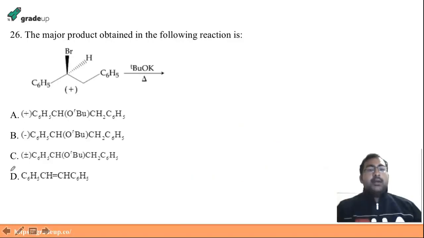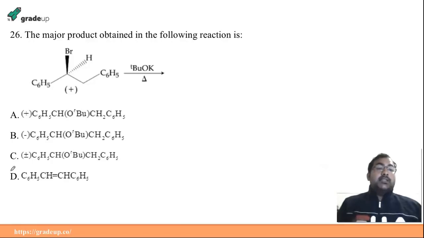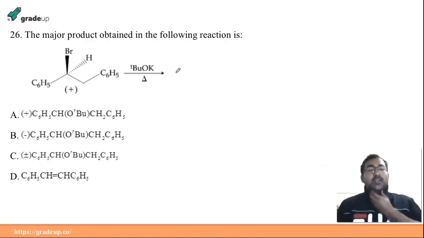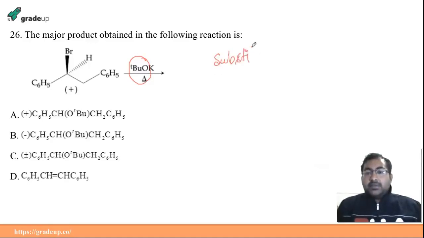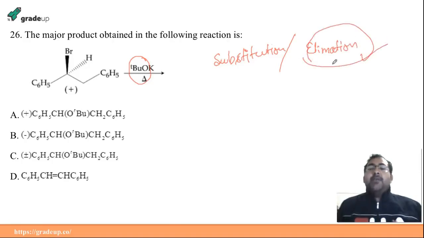All right, okay, so now question number 26. The major product obtained in the following reaction is, what is the following reaction? Let's look at it. Again you get this tertiary butyl, so it's a bulky base, a very bulky reagent. So with a bulky reagent, what will happen, substitution or elimination? If there is any possibility of elimination, elimination will be favored.